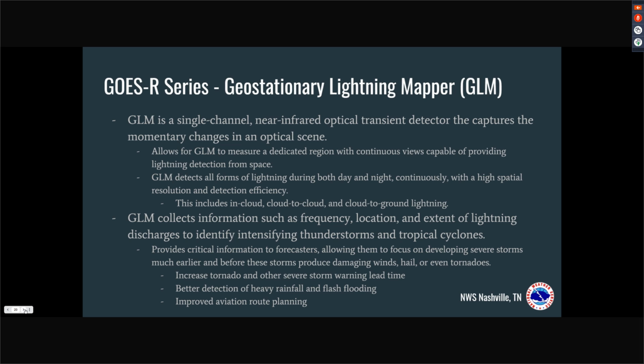It also helps us with detection of heavy rainfall and flash flooding, and also improved aviation routes. So if you're in a plane, you don't want to fly through a thunderstorm, but knowing exactly where the lightning is located is very helpful.